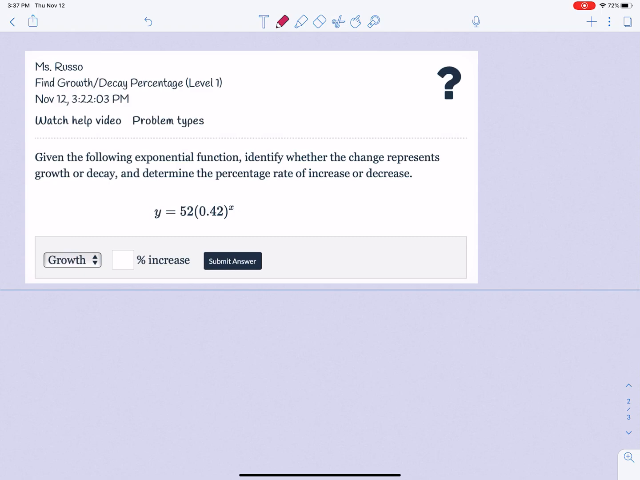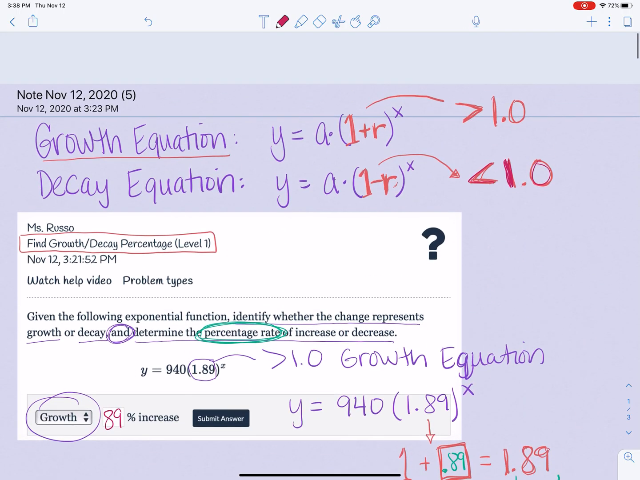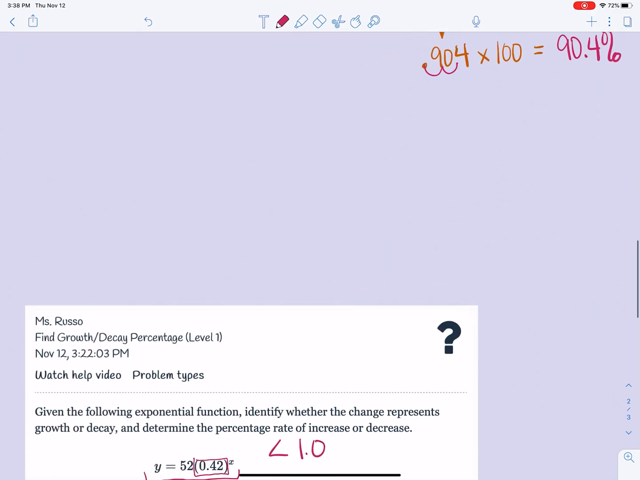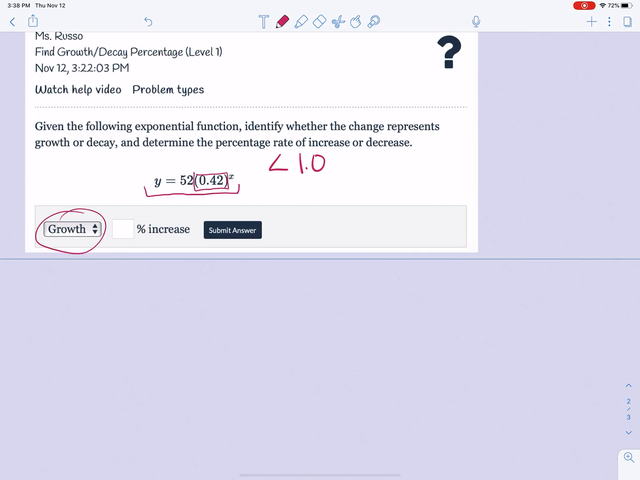Okay, in this one, my equation is y equals 52 times 42 hundredths to the x. So we need to determine, is this a growth or a decay? I want you to think about it. If you need to look up at the top, look up at the top. Remember, 0.42 is less than 1. It is less than 1. And if it's less than 1, it is a decay equation. So we know this is decay. So over here, we have to switch this to decay. That means our population's getting smaller.